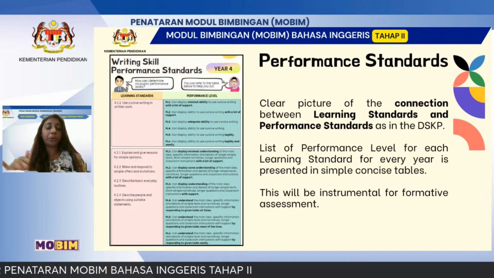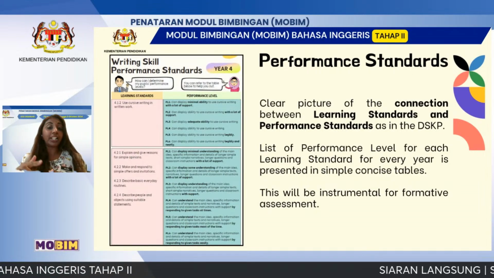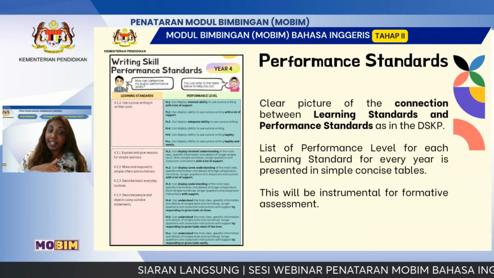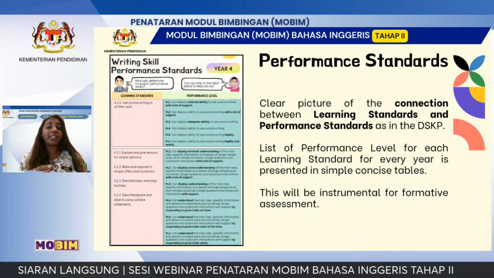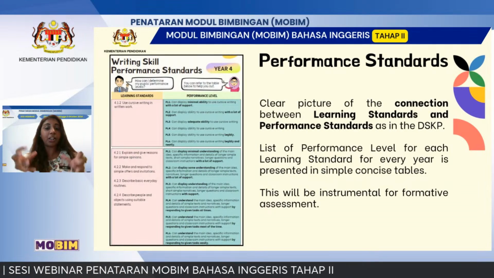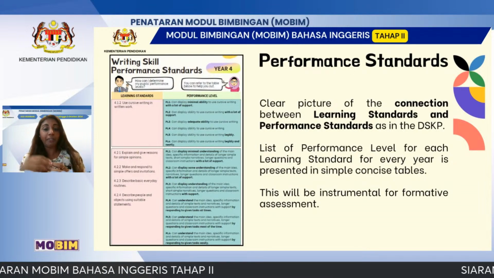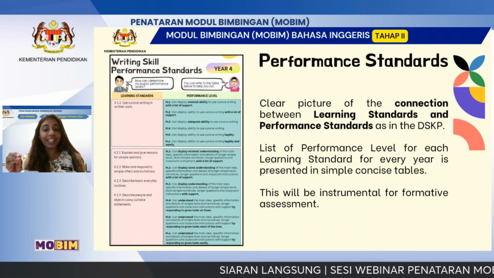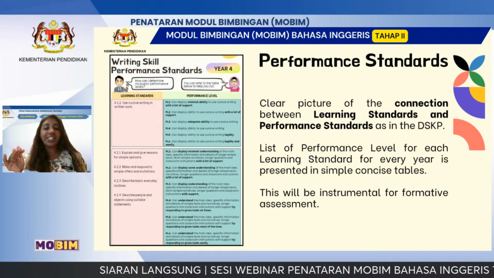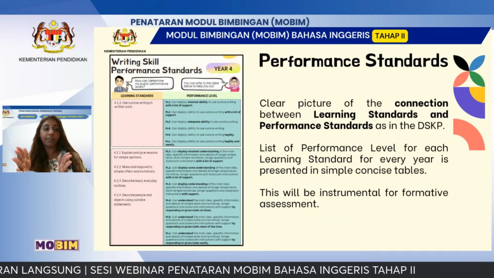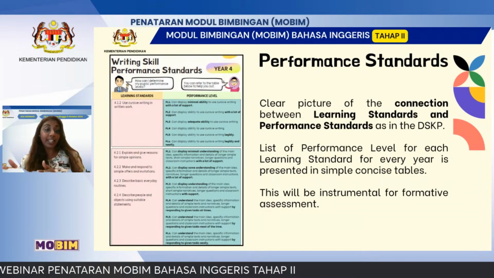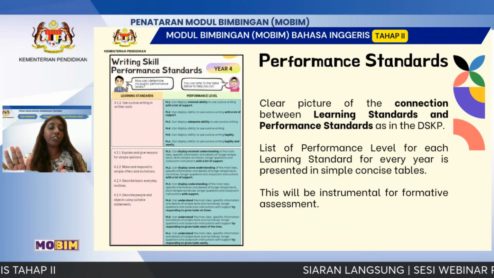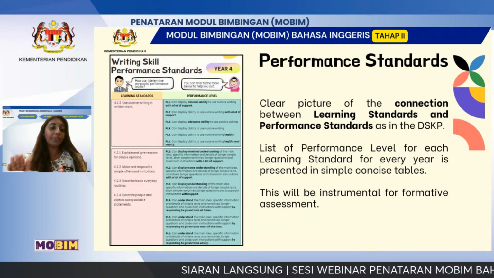It also shows the progression of the performance level for each learning standard from performance level 1 up to performance level 6. In the DSKP, performance standards are placed within the six performance levels as a whole chunk for every skill. However, here in Mobim Bahasa Inggeris Tahap 2, you will find it easier to maneuver the performance levels, as you will be able to see the progression from level 1 up to level 6 for each learning standard. This part of Mobim will be helpful to guide teachers again in classroom-based assessment.